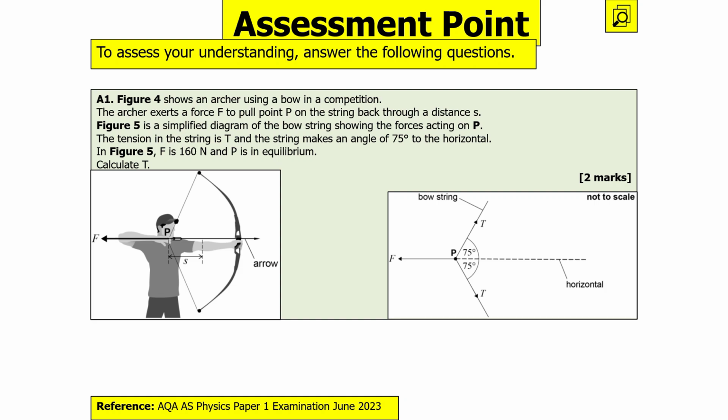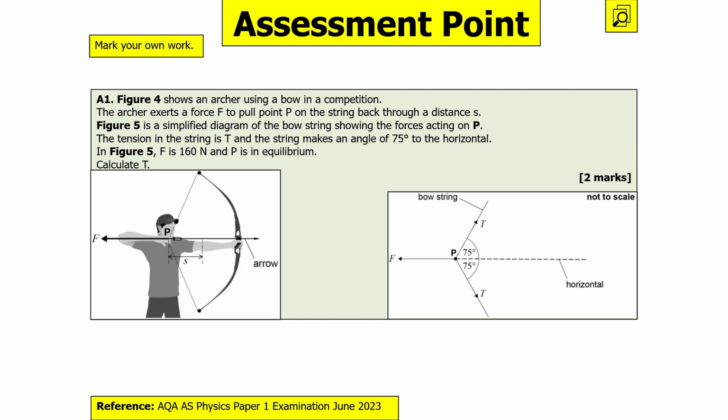Figure 4 shows an archer using a bow in a competition. The archer exerts a force F to pull point P on the string back through a distance S. Figure 5 is a simplified diagram of the bowstring showing the forces acting on P. The tension in the string is T and the string makes an angle of 75 degrees to the horizontal. In figure 5, F is 160 newtons and P is in equilibrium. Calculate T. So, pause the video now, then unpause the video when you want to go through your answer.